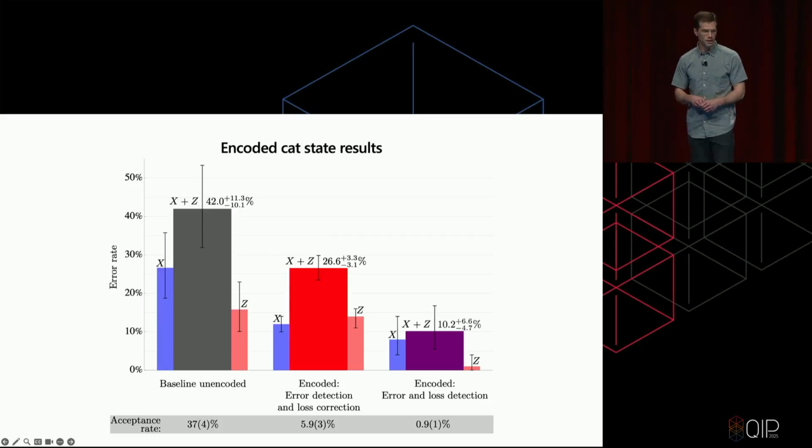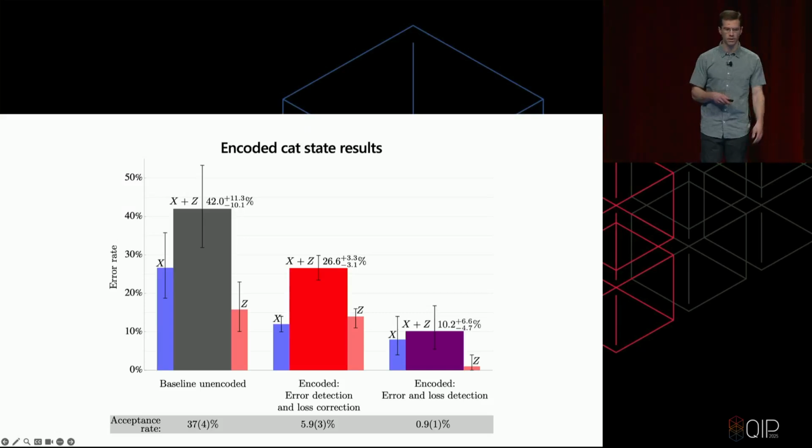For the baseline unencoded, the sum of the error rates is 42%, and the acceptance rate is 37%, meaning that in 37% of the runs, you had no loss at all. So I'm throwing away all the trials that have any loss.